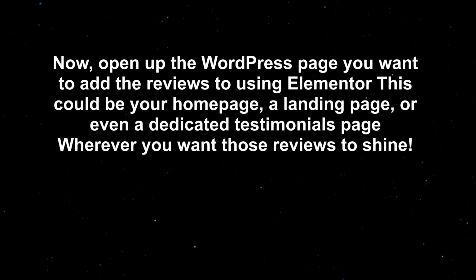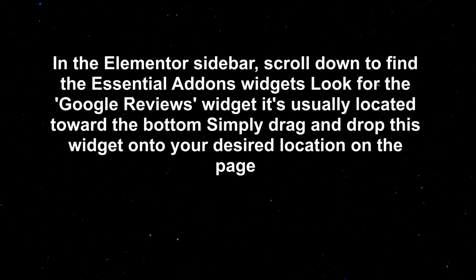Now, open up the WordPress page you want to add the reviews to using Elementor. This could be your homepage, a landing page, or even a dedicated testimonials page, wherever you want those reviews to shine. In the Elementor sidebar, scroll down to find the Essential Addons widgets.